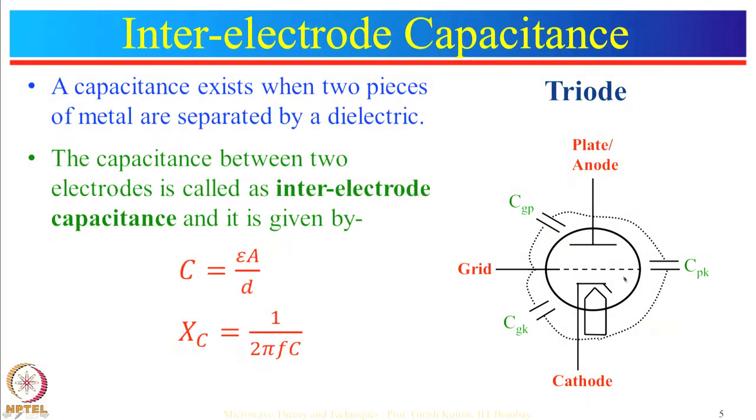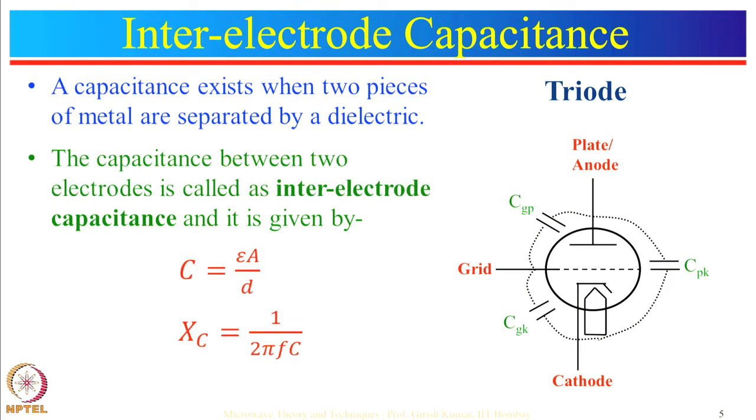Now, the first question is, where does a capacitance exist? A capacitance exists between two metal plates separated by a dielectric. Now, take an example of vacuum tube triode. In a triode there are three electrodes, one is grid, then plate and other is cathode. These electrodes are separated by a dielectric, air, which has dielectric constant 1. So, there must exist capacitance between the electrodes of the triode. These capacitances are known as inter-electrode capacitances.